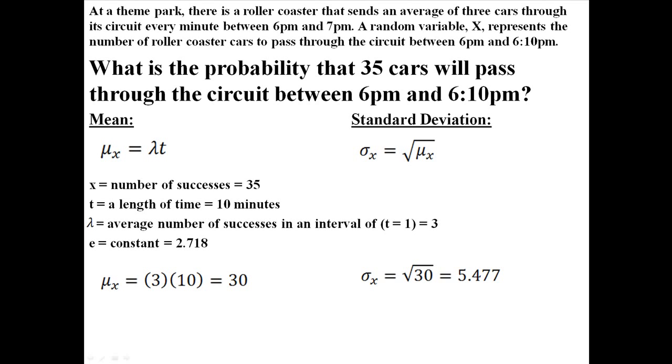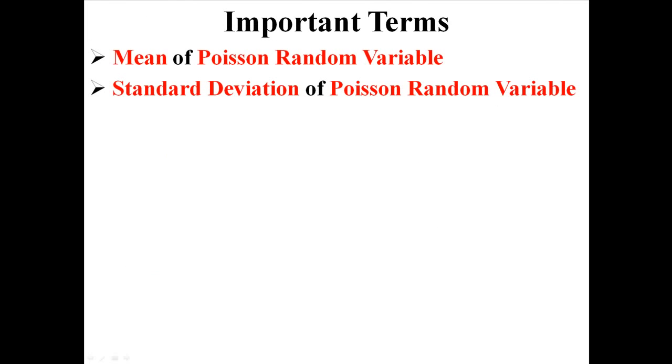So for this random variable, we can expect on average 30 cars to pass through the circuit between 6 p.m. and 6:10 p.m. with a standard deviation of 5.477. And that is how you calculate the mean and the standard deviation of a Poisson random variable.